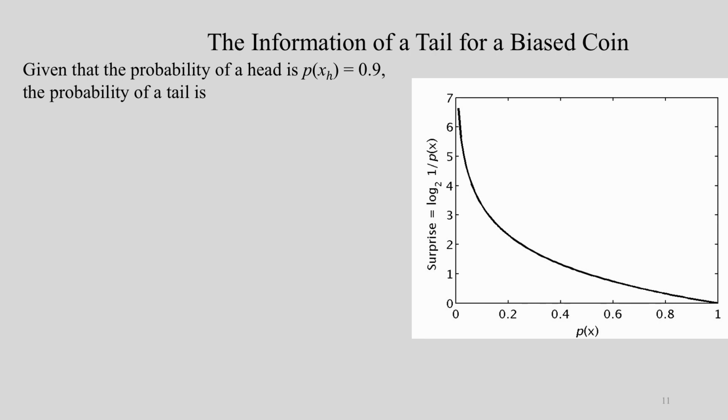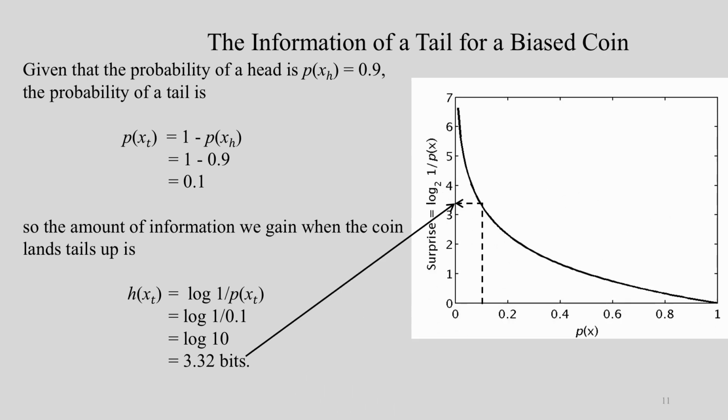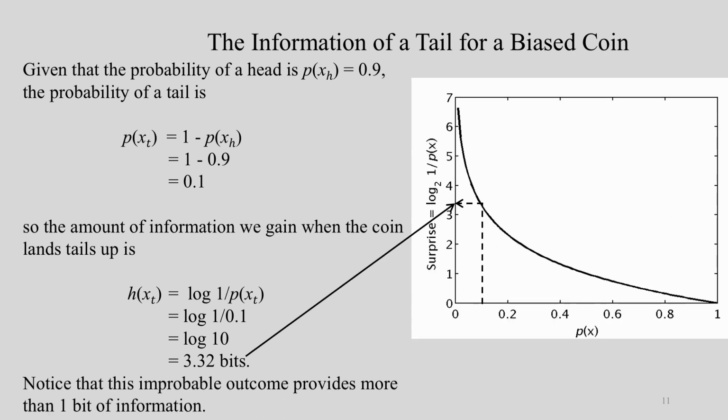Given that the probability of a head is 0.9, the probability of a tail is 1 minus 0.9, which is 0.1. So the amount of information we gain when the coin lands tails up is the log of 1 over the probability of a tail, which yields 3.32 bits. Notice that this improbable outcome provides more than 1 bit of information.